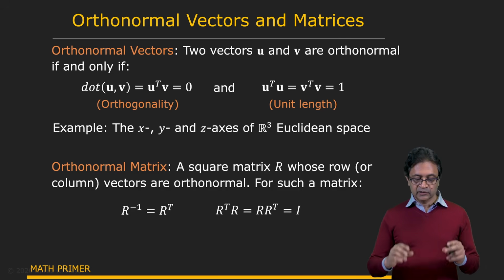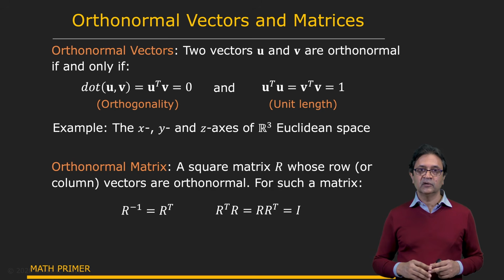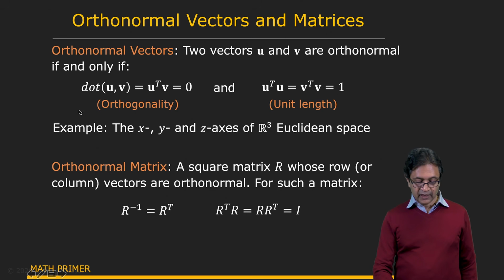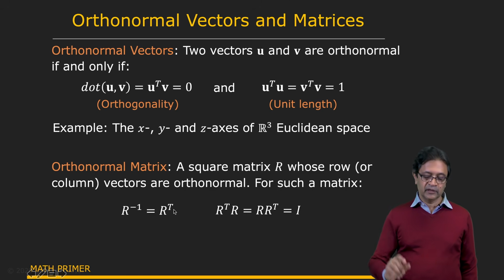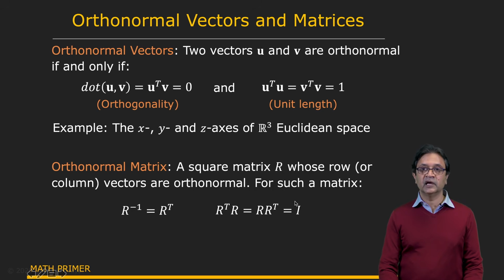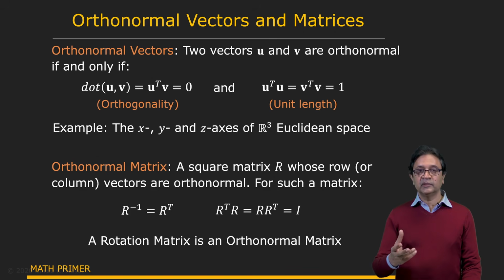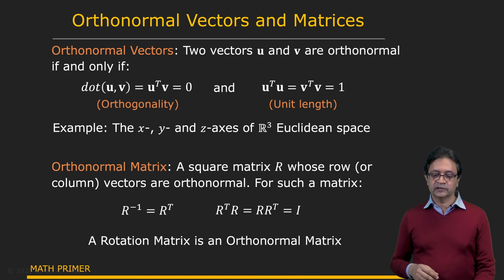And an orthonormal matrix is a square matrix where the row vectors or the column vectors are orthonormal. For such a matrix, the inverse of the matrix is equal to the transpose of the matrix. That's the important property of an orthonormal matrix: the inverse is equal to the transpose. So R transpose R is equal to R R transpose is equal to the identity matrix. And for our purposes, a rotation matrix is an orthonormal matrix.